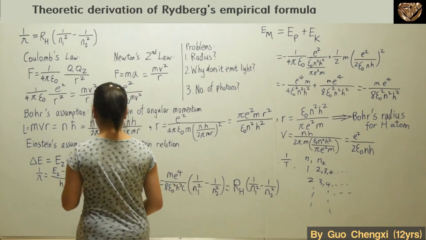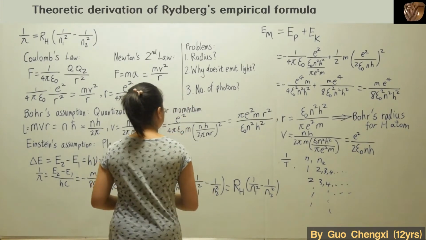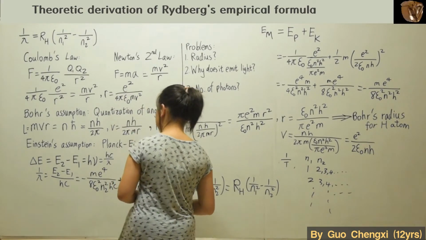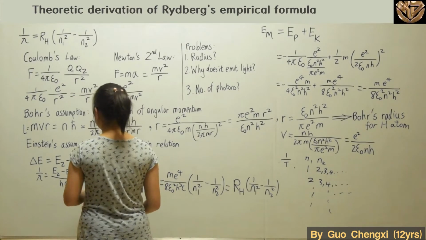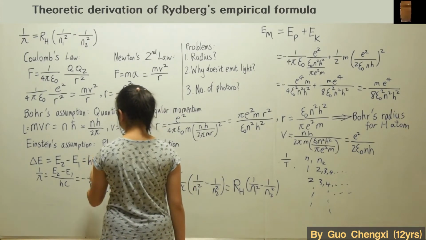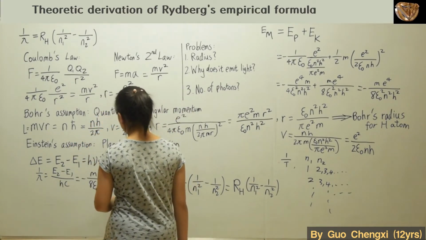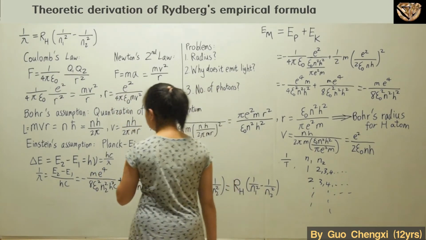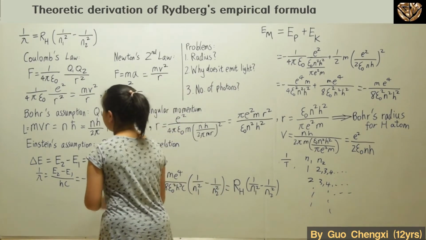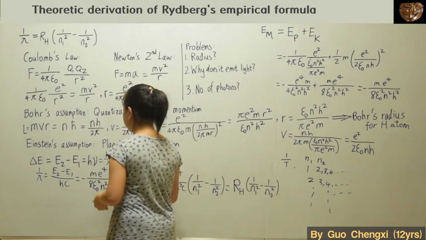For this part, we continue with the next assumption, which is Einstein's assumption, the Planck-Einstein relation. E being energy, it is basically the difference in energy. We have Planck's constant times nu, which equals hc over lambda. As you can see, c here is the speed of light. Then for 1 over lambda, we have already proven it, so we can just write that straight up.